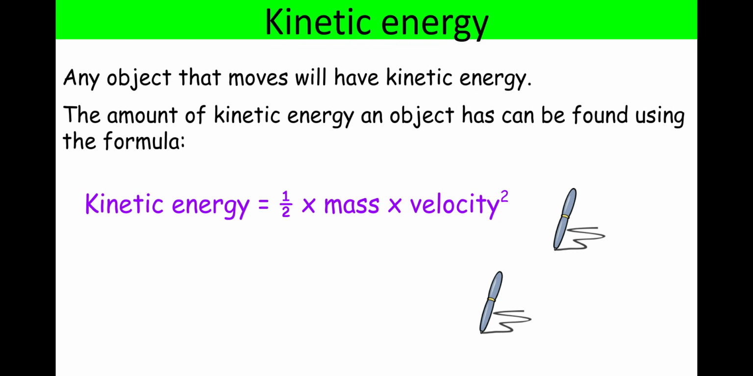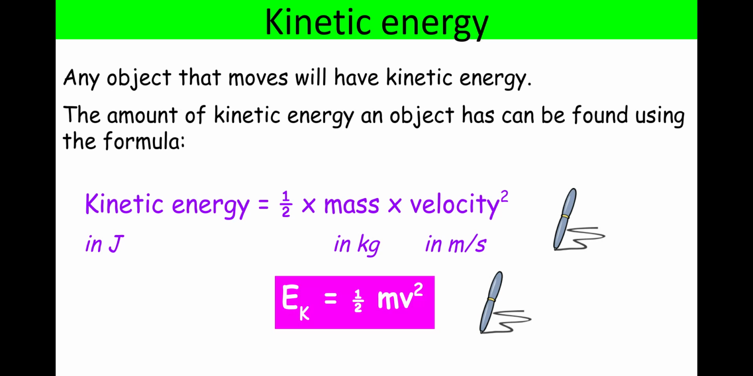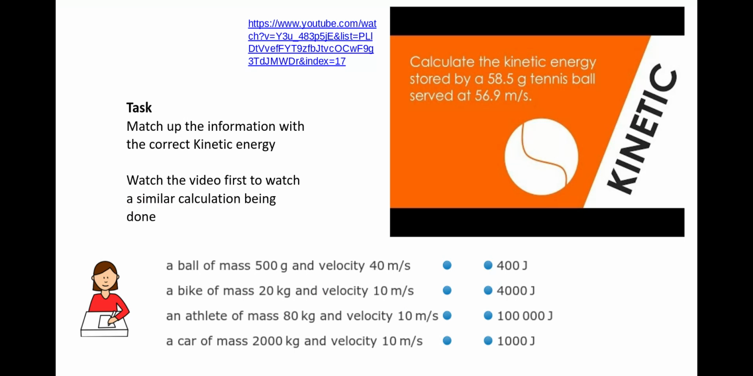You'll learn a subtle difference later. For today's lesson, they're essentially the same thing. So half times mass times velocity or speed squared. And you can see the units: joules, kilograms, meters per second. And there's the formula with symbols rather than written out in words.